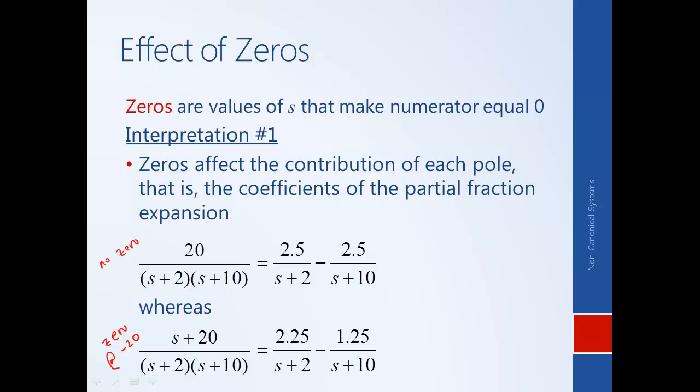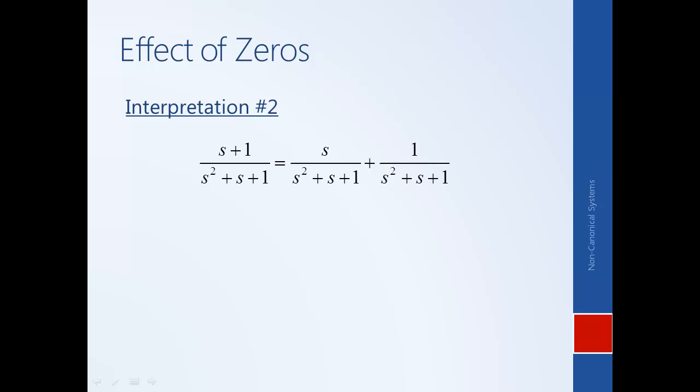So this is one interpretation of the effect of zeros. Another way to interpret the effect of zeros is to think of a system this way. Here we have a second order system, but it's not canonical because it has s terms. Specifically, it has a zero at minus 1. We can split this system up into two pieces. This piece has the form of a canonical system. It has a constant in the numerator, no s's. This transfer function does not have the form of a canonical system because it has an s in it. In essence, it's s multiplying a canonical second order system.